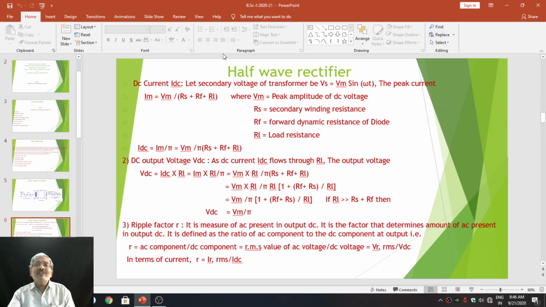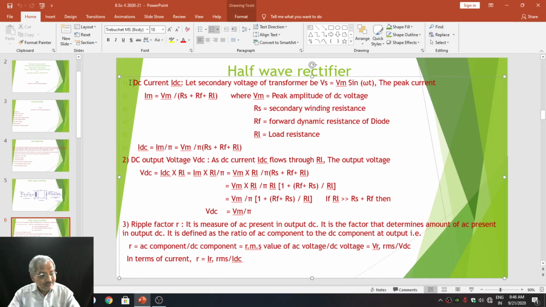So we are continuing with the half wave rectifier. At the beginning, we are going to derive the formula for the DC current. DC current is a current that flows through the load resistance at the cost of conduction of the PN junction diode when it is forward biased.